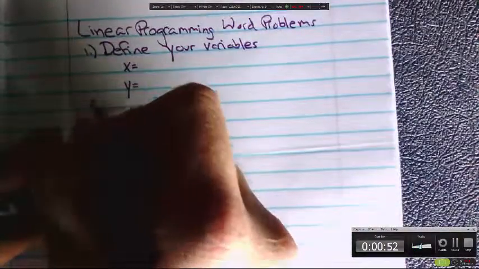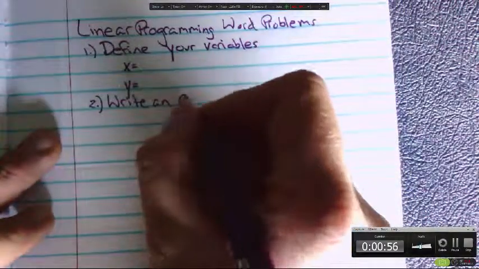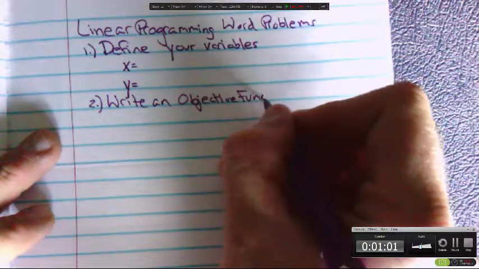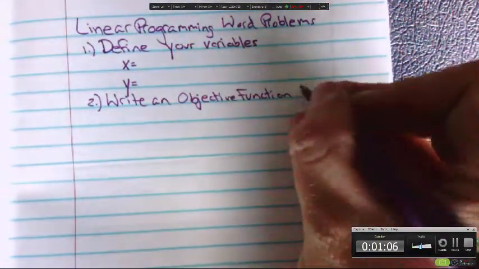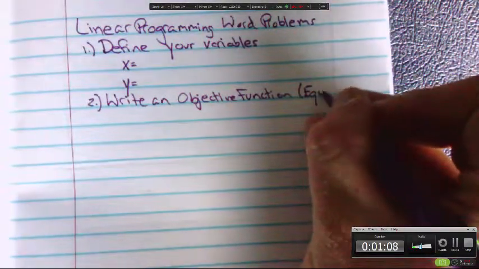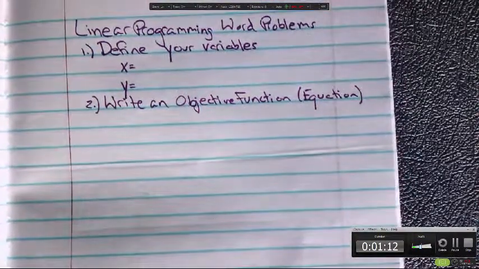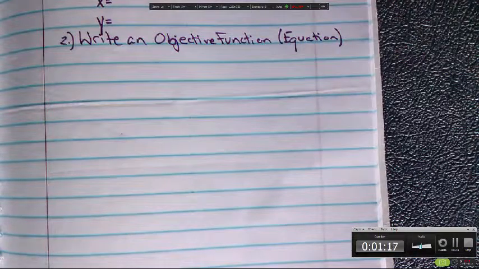Step 2 is to write an objective function. Remember, your objective is your goal, what you're trying to accomplish. This will always be an equation. So if your objective is to make the most money, it's going to be profit equals. If your profit is $182, it's going to always be an equation.